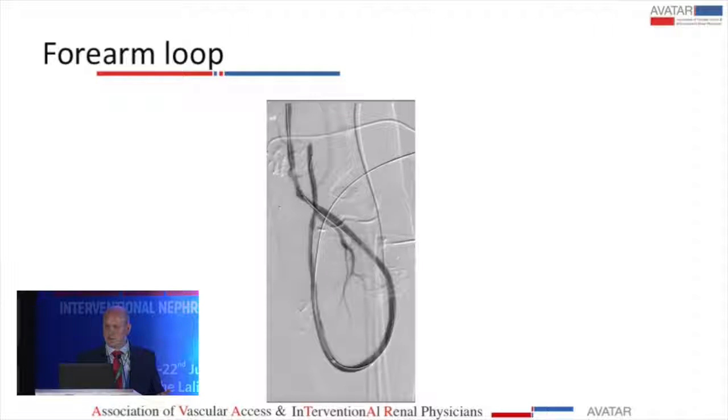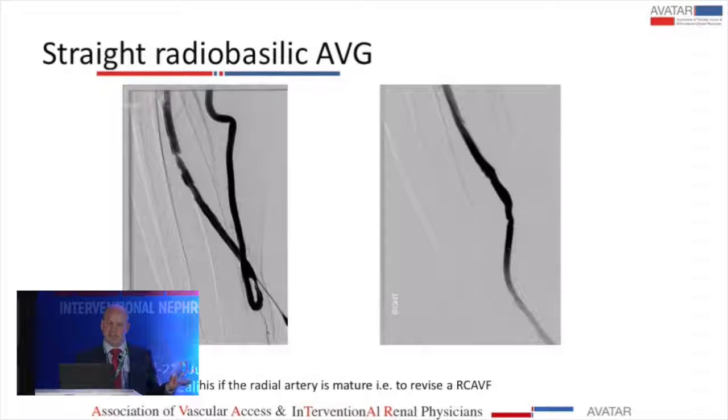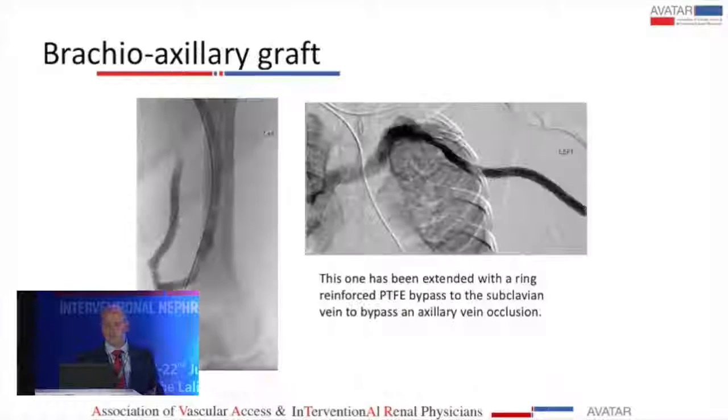Of course these are radiology pictures, so these are all things that have failed, so it tells you about grafts. Straight radiobasilic, I didn't mention it, but I sometimes use this in radiocephalics which have got mid-forearm stenosis. Most people don't take graft inflow from the radial artery, but you can do it if it's been driving a fistula before. Brachio-axillary graft is the standard one. This one I've just extended to the subclavian vein because there was an axillary vein stenosis, so I've jumped past it, but otherwise that's a standard one.